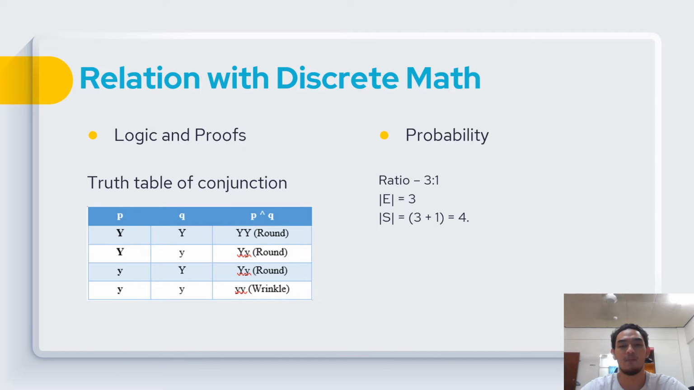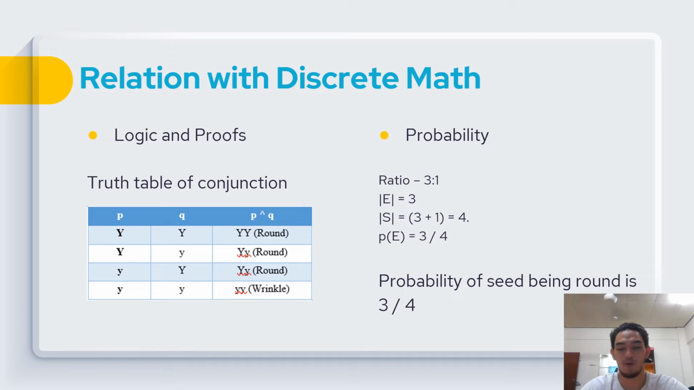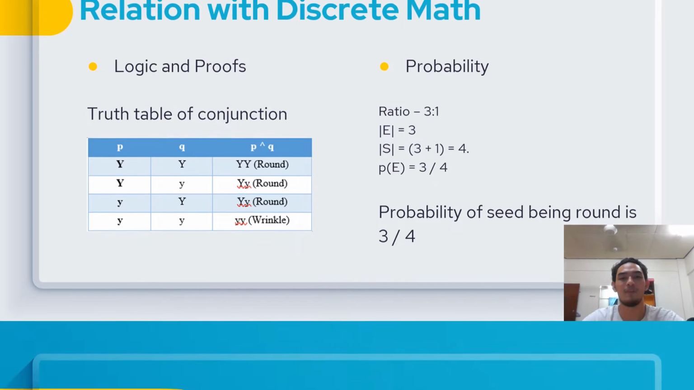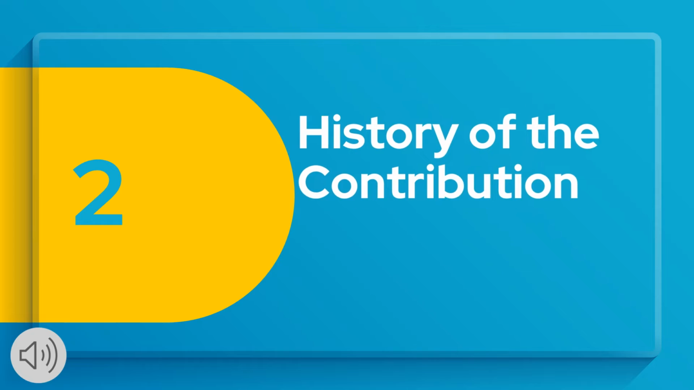According to the formula, the probability of the event is equal to the event divided by the total events. So 3 over 4. Thus the probability of the seed being round is 3 over 4. In short, discrete math is used to calculate the possible outcome of plant traits in Mendel's theory. That was Mendel's segregation law. Now we will go to the history of the contribution.